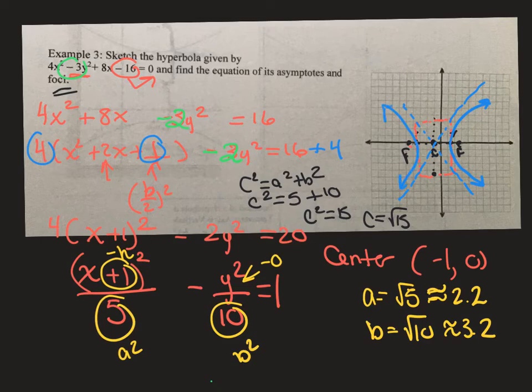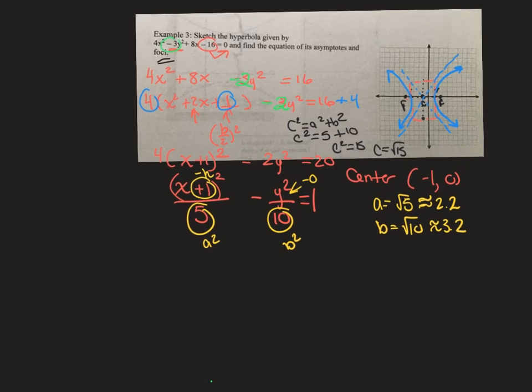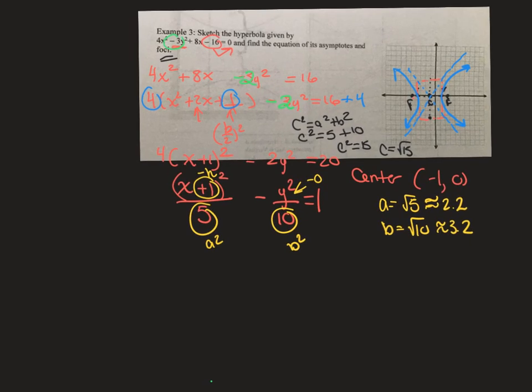So now let's finish up the math part of this. It says that it wants me to find the equations of the asymptotes and the foci. For the foci, we started at the center, which was -1, and then we went left and right our c value, so plus or minus the square root of 15, comma, 0. We did not go up or down at all. So there's my two foci.